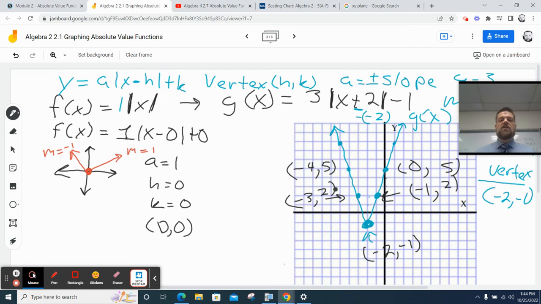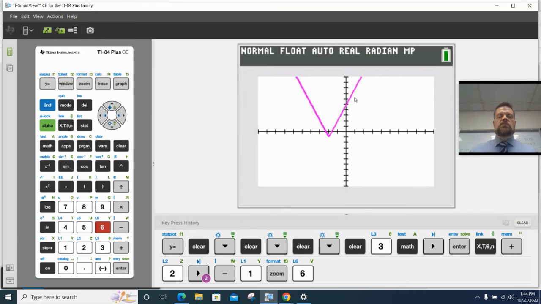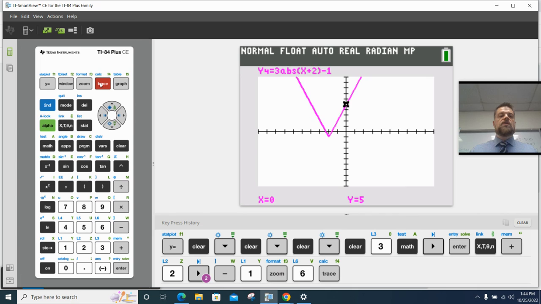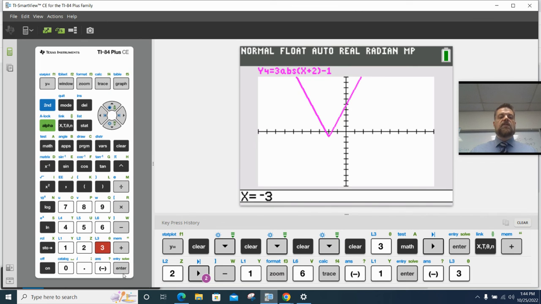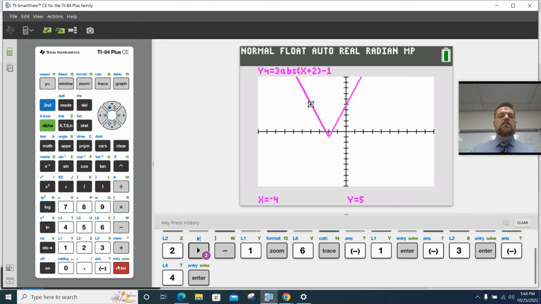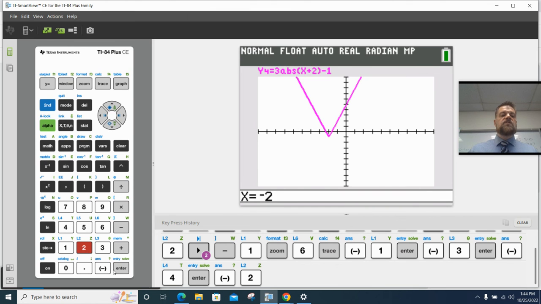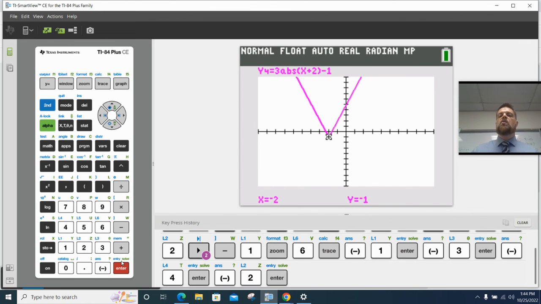Now, I'm zoomed in a little bit over here, but look at it. This is the graph. Now, if I hit trace, 0, 5. What happens if I plug in, say, -1? I'm at 2. What happens if I plug in -3? I'm at 2. What happens if I plug in -4? I'm at 5. What happens if I plug in -2? I'm at -1. All the points are the same.